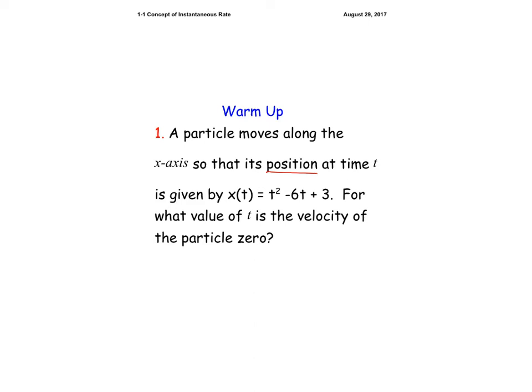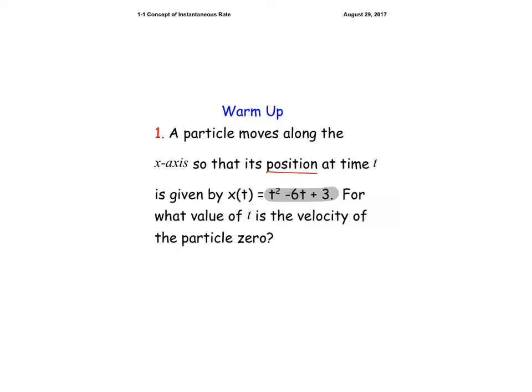Here's a warm-up. A particle moves along the x-axis so that its position at time t is given by this expression. For what values of t is the velocity of the particle 0? When we did the review, we learned about the power rule, and doing this particular derivative is very easy. However, given that in the previous video the most we knew was a slope, I'm going to use a trick.